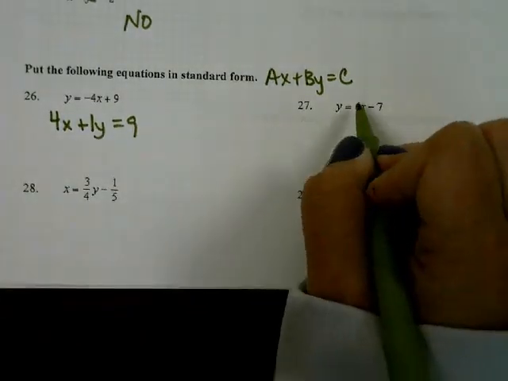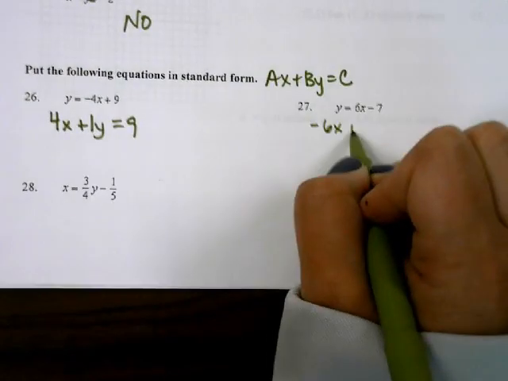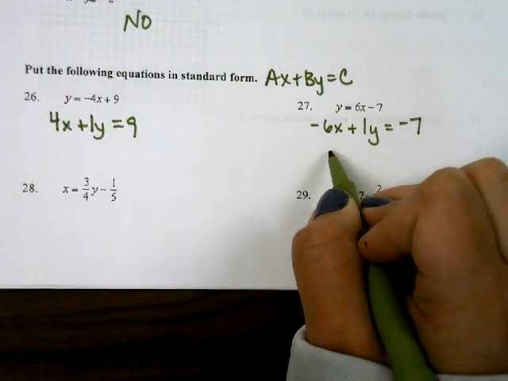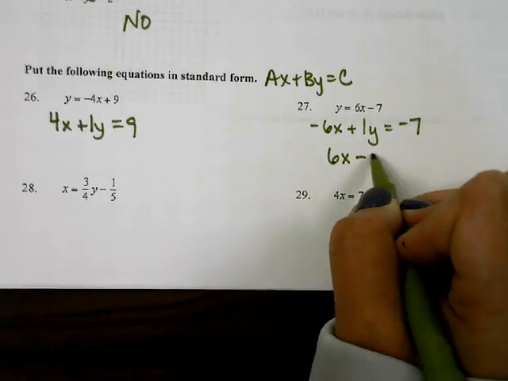Subtract my 6x, so I get minus 6x plus 1y equals a negative 7. Again, we like our a to be positive, so I'm going to multiply by negative 1. So 6x minus 1y equals 7.